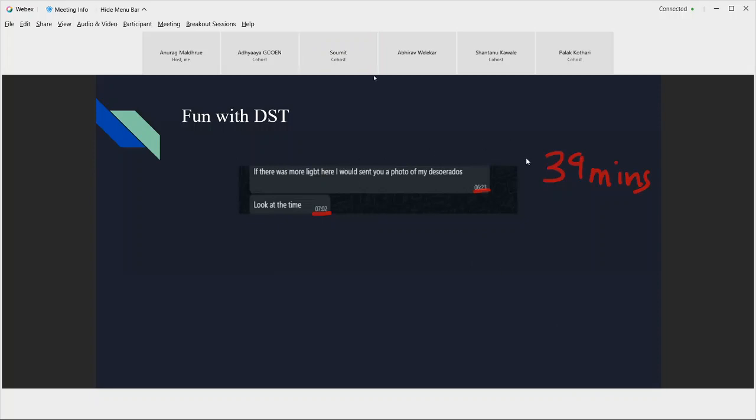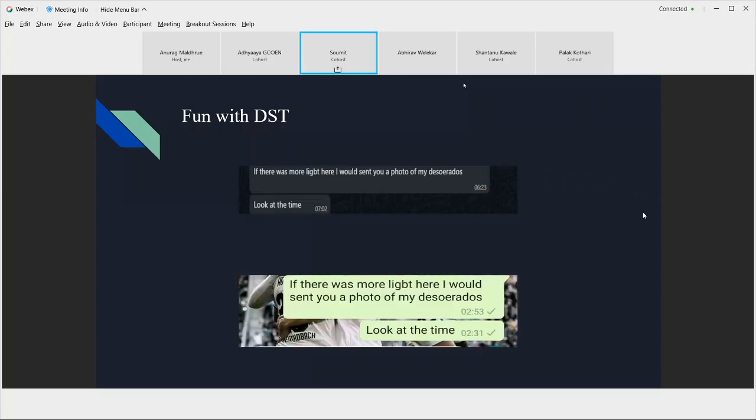But for him, if you look at the times, 2:03 and 6:23. This is the time zone difference between us. This is equal. So 6:23 and 2:53. But if you look at 7:12 and 2:31, after 2:53, he sent the next message at 2:31, which means he traveled back in time.